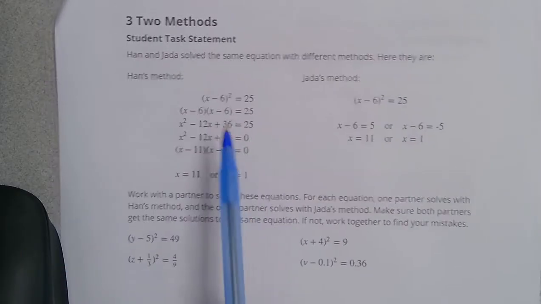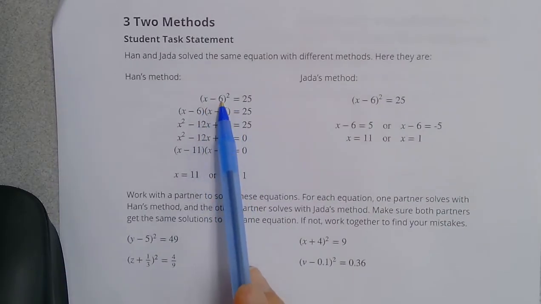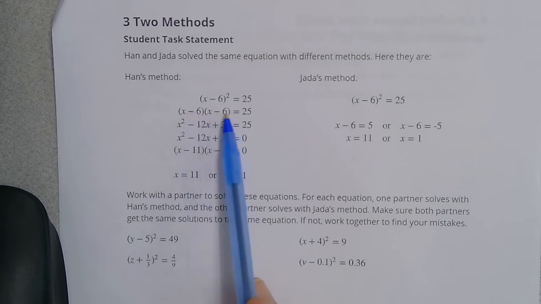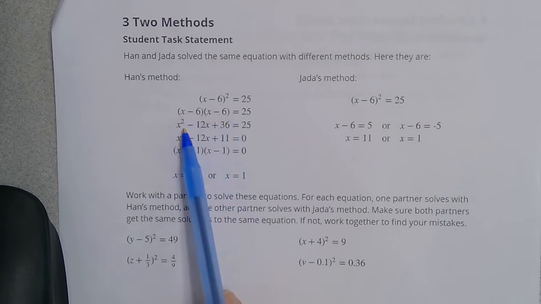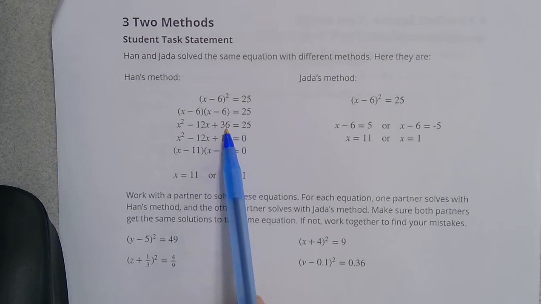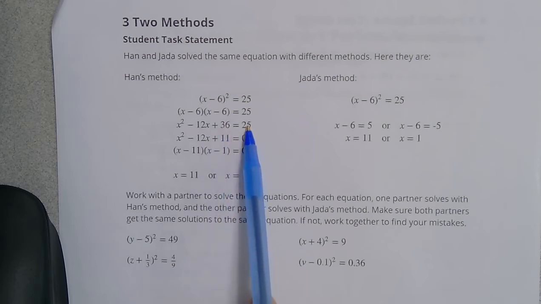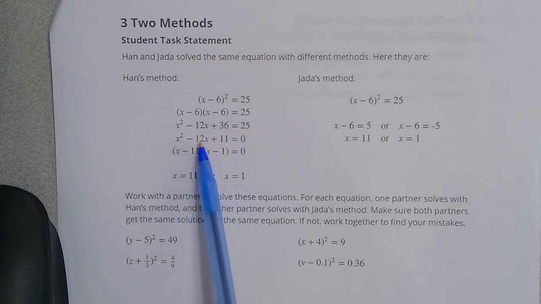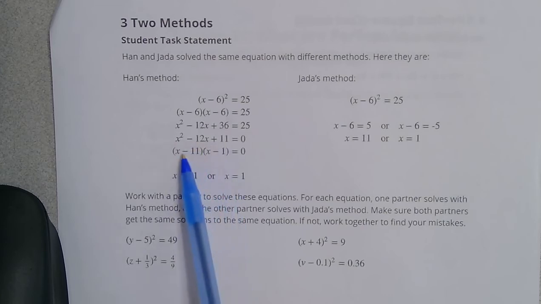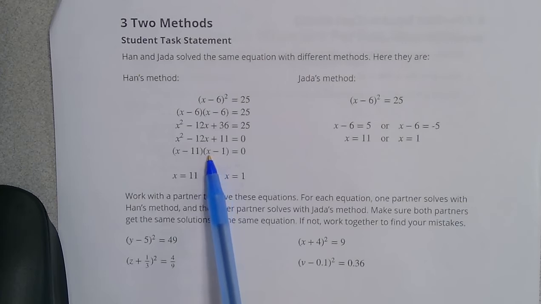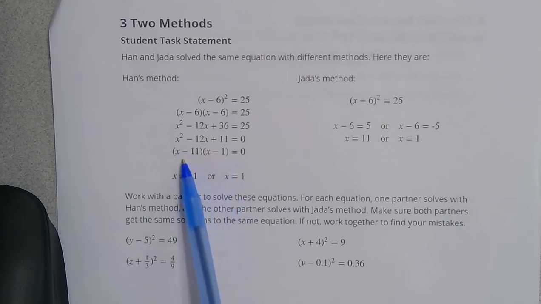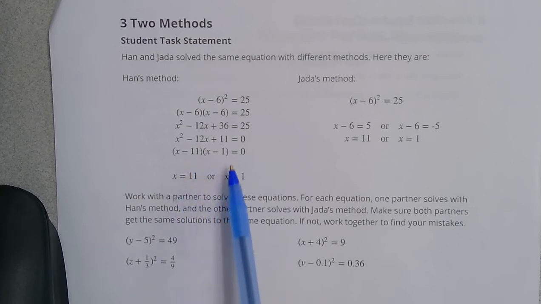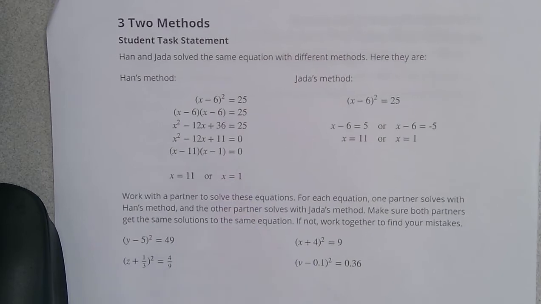And then lastly, if we look at these task statements, how to solve x minus 6 squared equals 25, it looks like Han wrote x minus 6 squared as x minus 6 times x minus 6, then distributed and got x squared minus 12x plus 36, set that equal to 0 by subtracting 25 from both sides, factored x squared minus 12x plus 11, and got x minus 11 times x minus 1, used the zero product property to get x equals 11 and x equals 1.